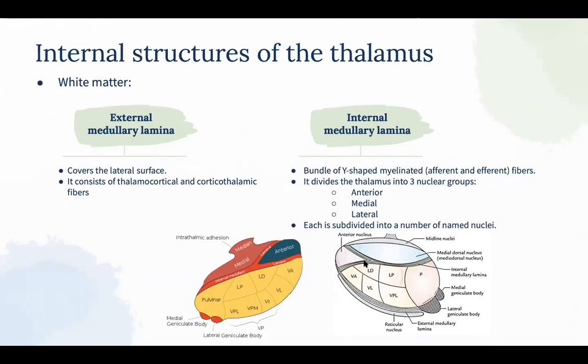And then the internal medullary lamina هذه شكل حرف الY and it divides the thalamus into 3 nuclear groups: anterior, medial and lateral. كل واحدة من هذول الثلاثة الكبار is also further divided into a number of named nuclei. طيب الفانكشن يعني generally the anterior nucleus it's involved in memory and the medial dorsal nucleus this one في الemotional behavior and memory. طيب ندخل أكثر نتكلم بشكل أعمق عن lateral group.